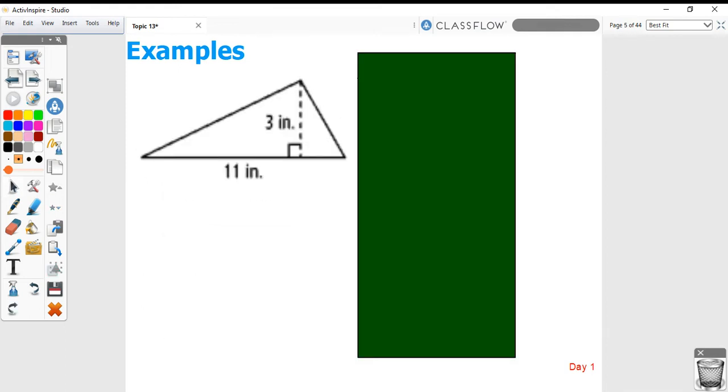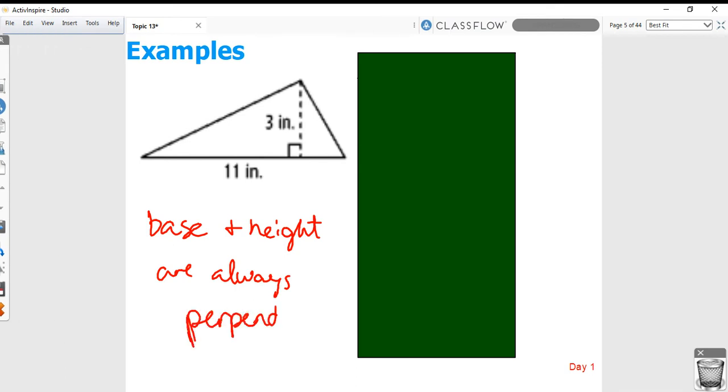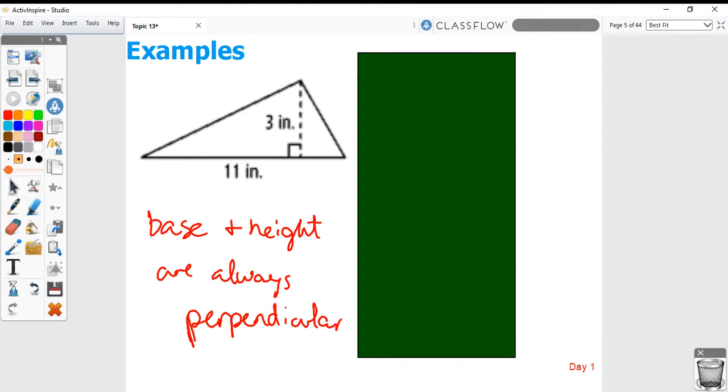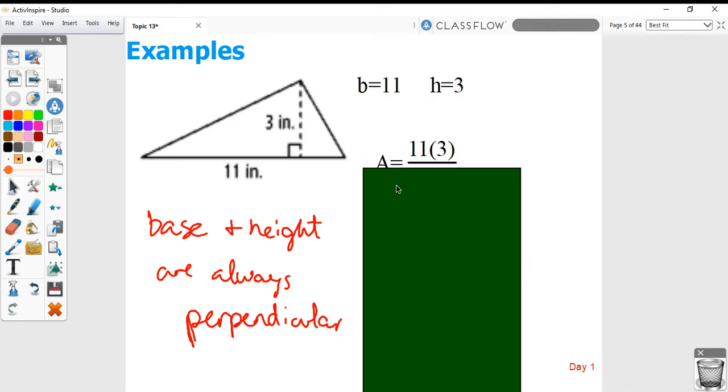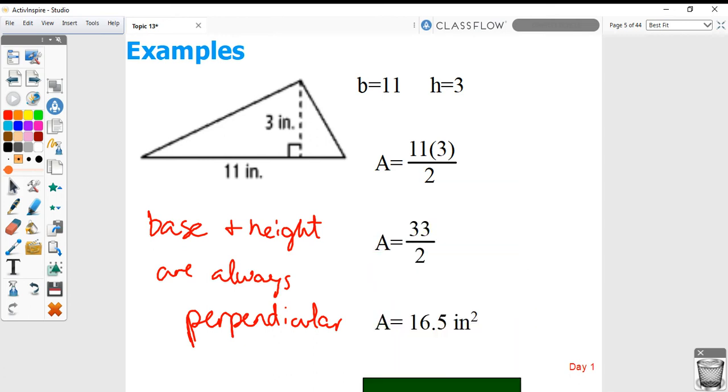Going on to our next one. On this one, we've got a base of 11 inches and a height of 3 inches. Once again, it's important to note this fact right here, that base and height are always perpendicular. Okay, so as we look at that, we've got our base, which is 11. Our height is 3. And so we just plug it in. 11 times 3, cut it in half. And there's your area right there.